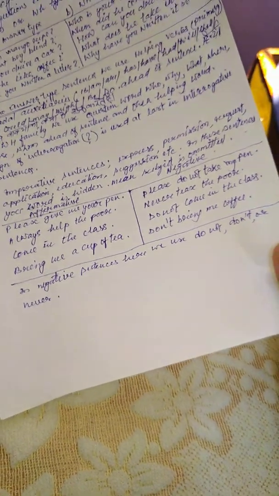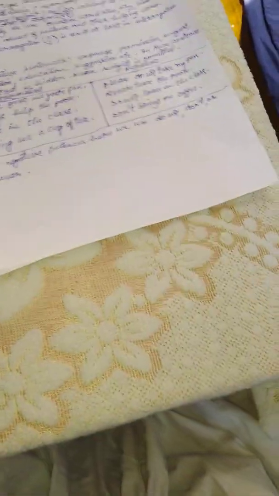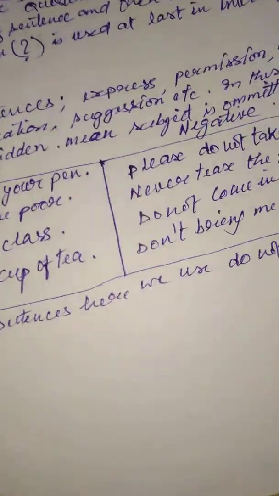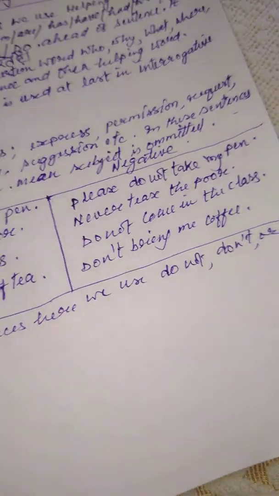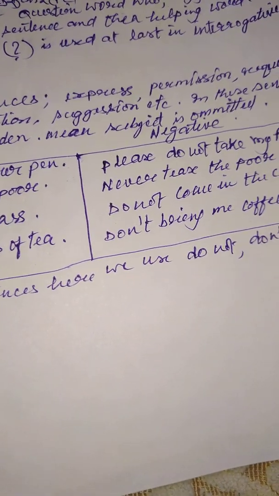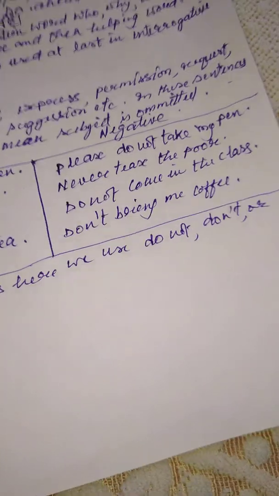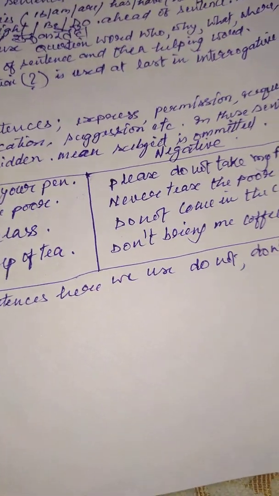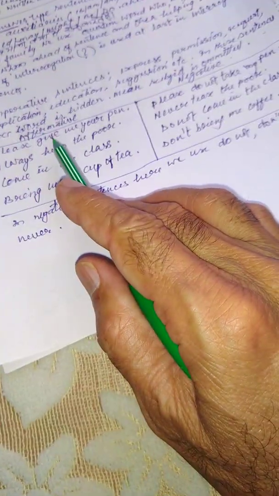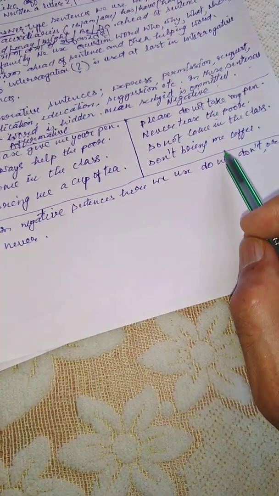Once again, I tell you, imperative sentences express permission, request, application, education or suggestion, etc. In these sentences, the word "you" is hidden, or the subject is omitted. Examples of these two types, affirmative and negative imperative sentences, were given. We have seen there how to make negatives of these affirmative sentences.